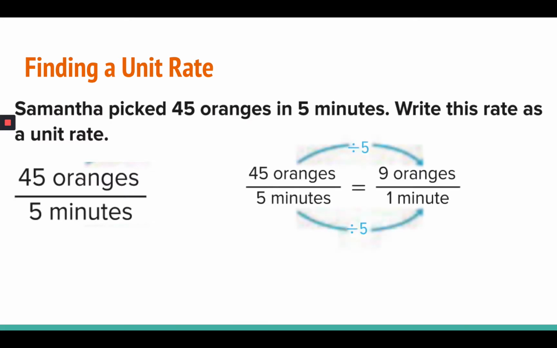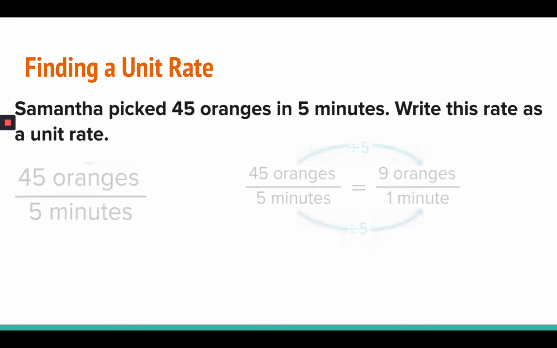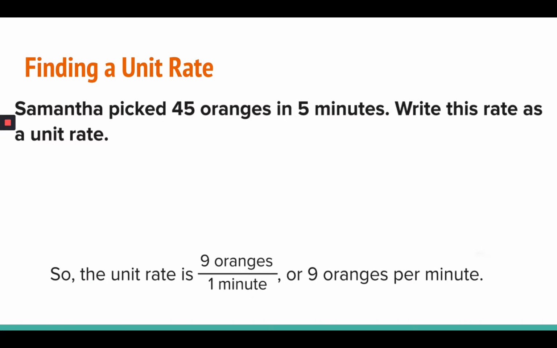And then you just find that common factor that would bring you down to 1 in the denominator. Divide by the bottom number. 45 divided by 5 is 9, and 5 divided by 5 is 1. So 9 oranges per 1 minute. The unit rate would be 9 oranges per 1 minute. And the reason this is a unit rate is because it's over 1.